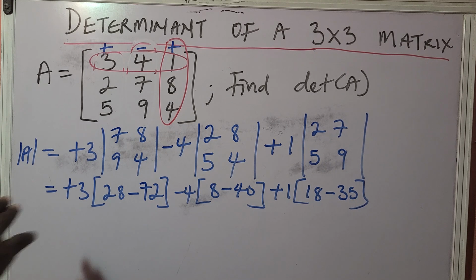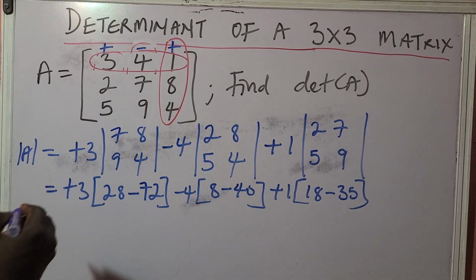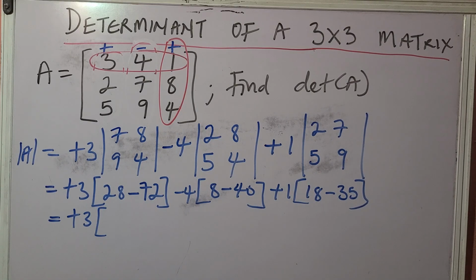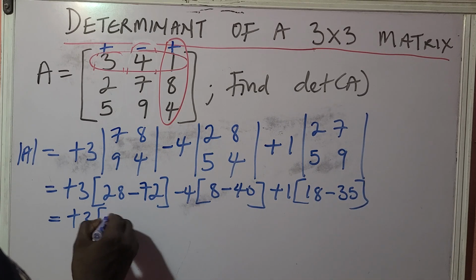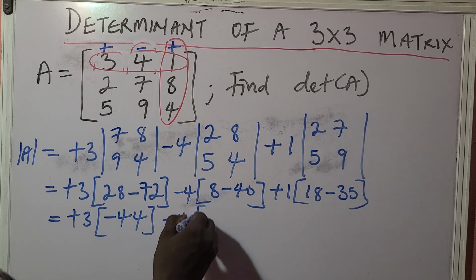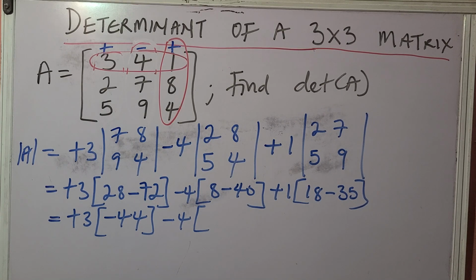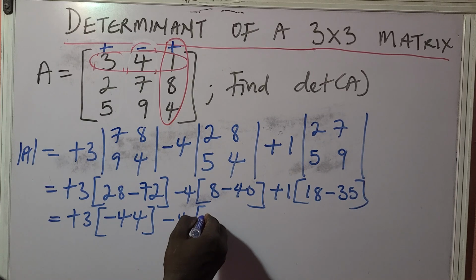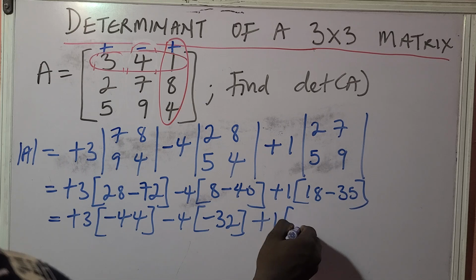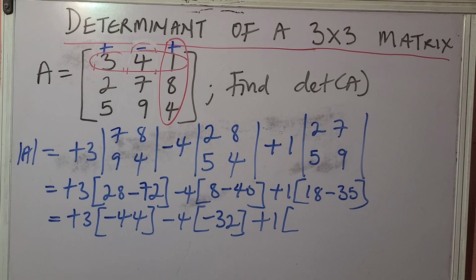So we then go on to resolve what we have here. This will be plus 3, 28 minus 72, that is minus 44. Minus 4, 8 minus 40, that is minus 32. Plus 1, 18 minus 35, that is minus 17.